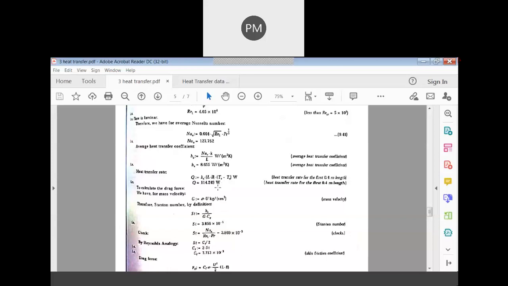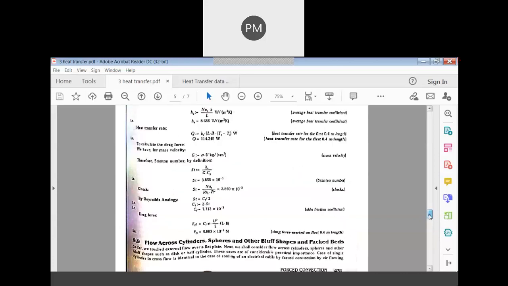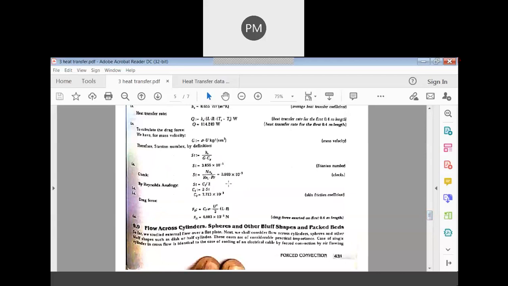You are going to get 114.249 watts. Okay, next we will calculate the drag force. How will you do it? We need to get the value of CF, coefficient of friction, CF. So then only you can find the drag force.